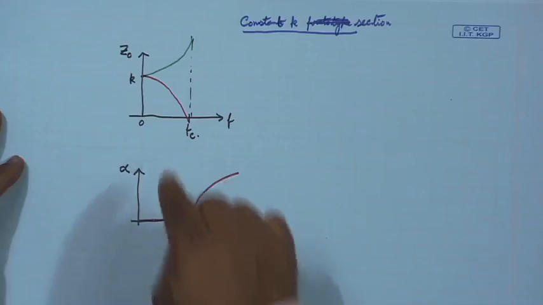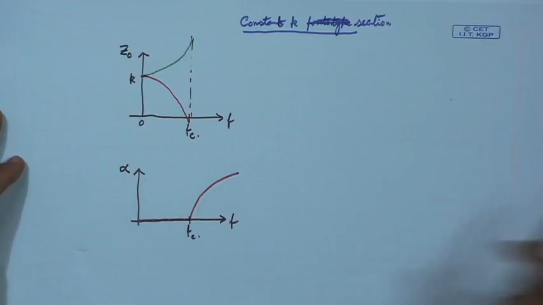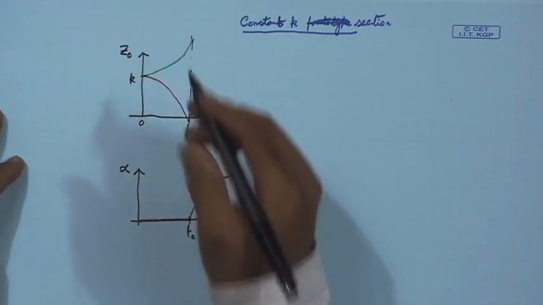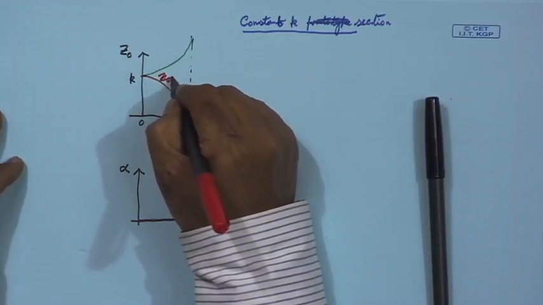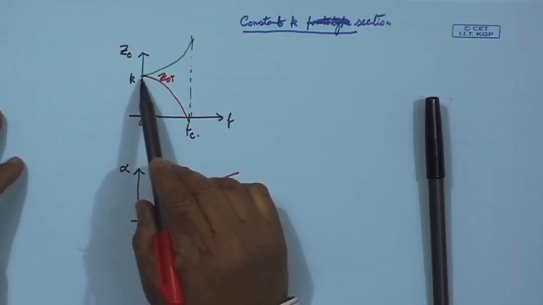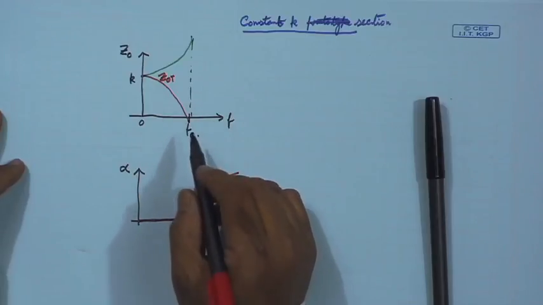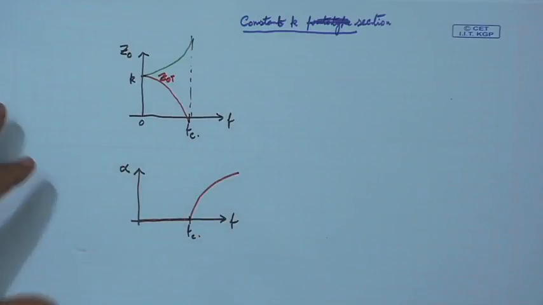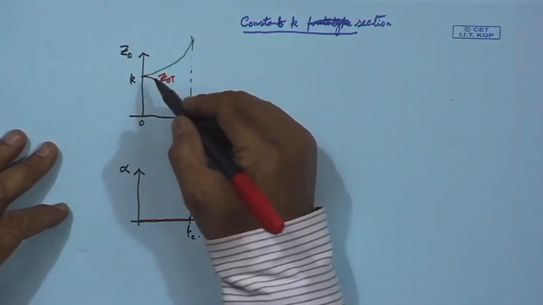If we look at the graphs, yesterday we have drawn these graphs, the characteristic impedance of the section, if we take a T section, falls from a constant value k at 0 frequency to 0 at cutoff frequency. So, characteristic impedance is changing. So, it is a problem for matching the filter section impedance matching.